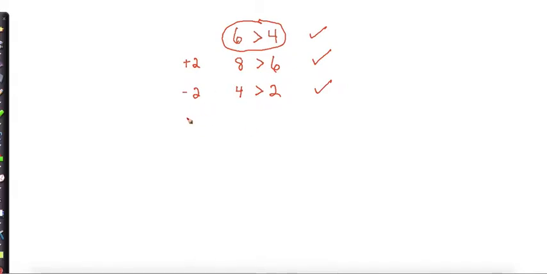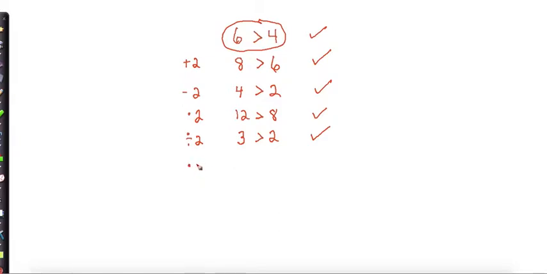Okay, so let's look at the next one. We're going to multiply both sides by 2. So 6 times 2 is 12, and 4 times 2 is 8. Is that true? It most certainly is. Now let's divide both sides by 2. 6 divided by 2 is 3, and 4 divided by 2 is 2. Is that true? It most certainly is.